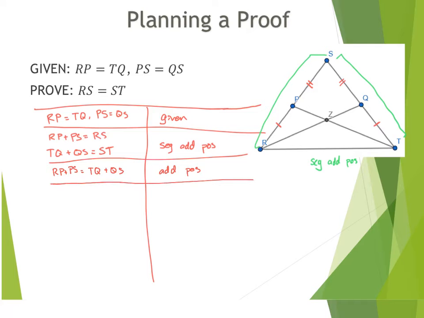Okay, because all I did was add the equal pieces to each side of the equation. Now that I have my equation, I can substitute my wholes in for their corresponding equations. So I have RS is equal to ST, and this is the substitution property. Last thing I'm going to do is double check and see if my last line matches my proof, and it does. So that being said, I can sign off and move on.